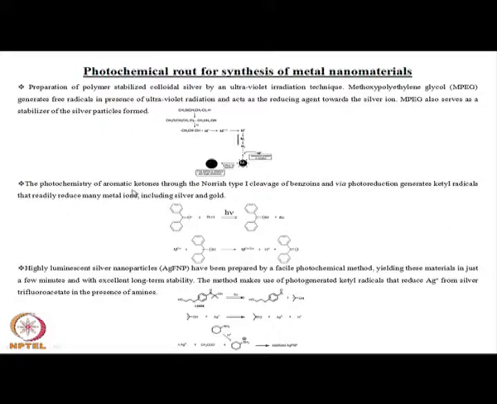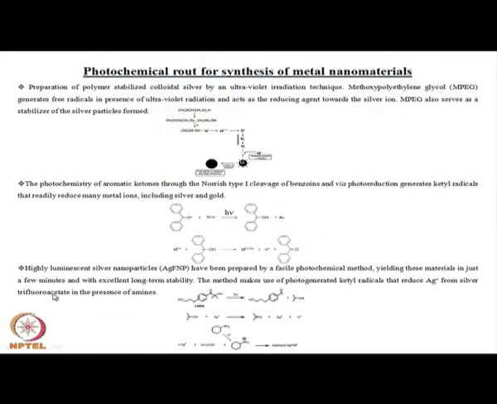Another method could involve the photochemistry of aromatic ketones, Norrish type 1 cleavage of benzoins via photoreduction, which generates ketyl radical that readily reduces many metal ions such as silver and gold. So, this can be another method.